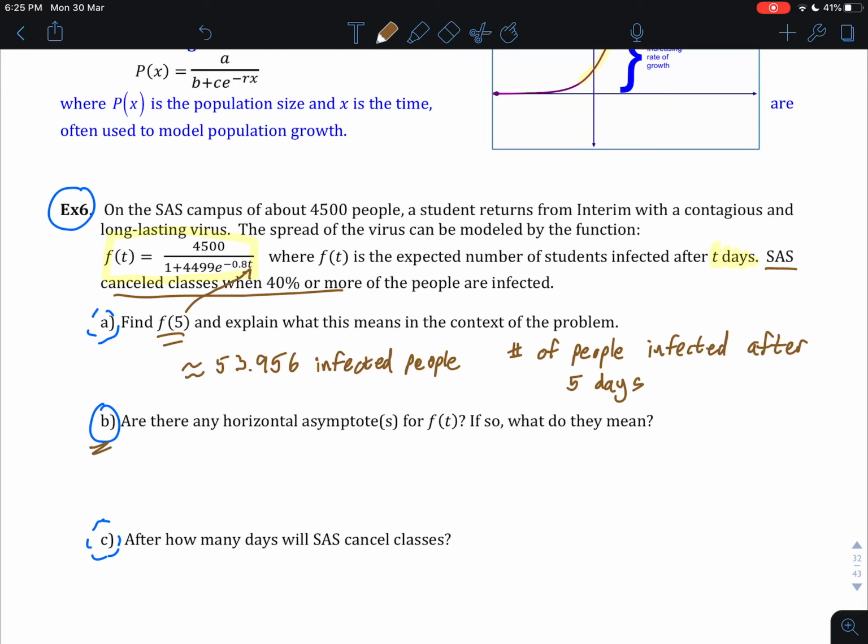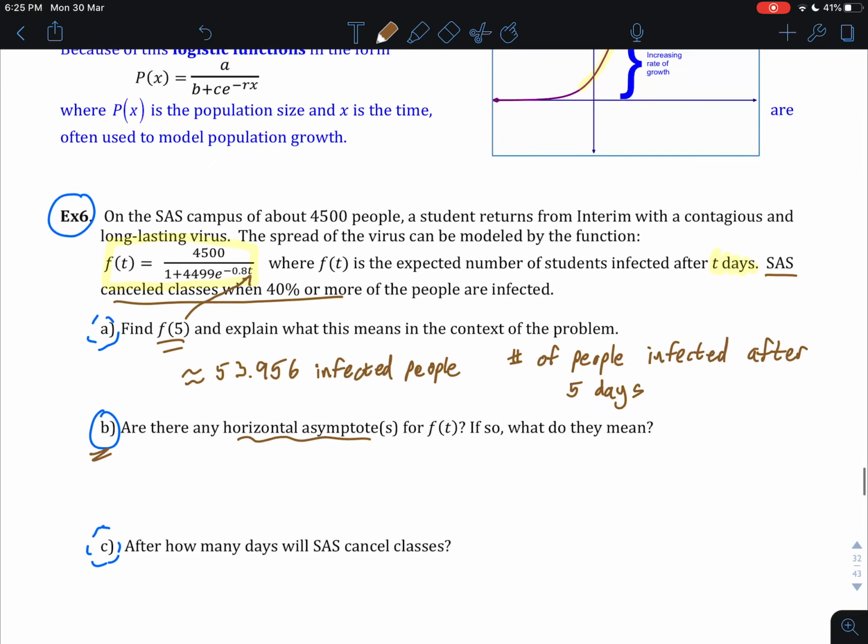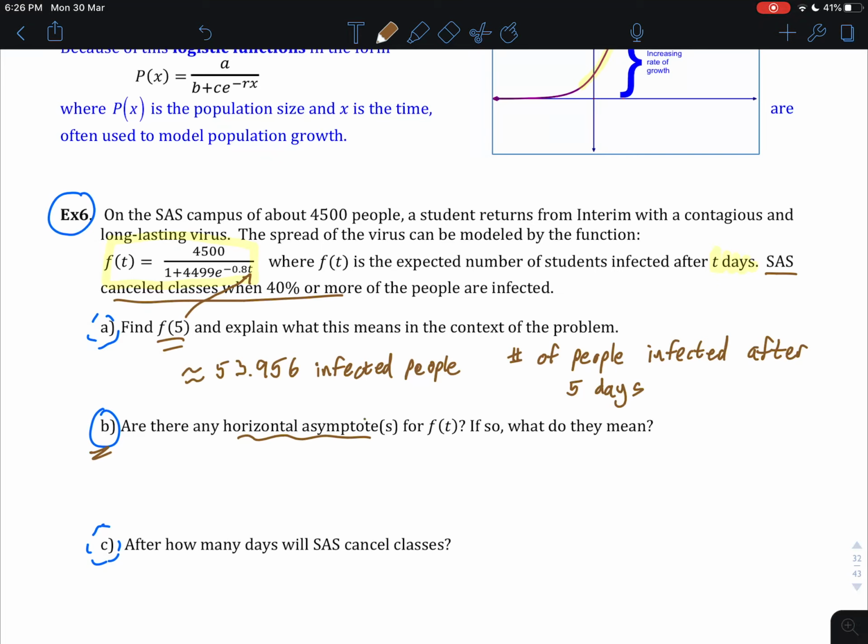Okay, let's talk for part B about any horizontal asymptotes. And so what we need to consider for horizontal asymptotes, remember horizontal asymptotes have to do with end behavior, which means we are attempting to determine if the function has got a limiting value, if it tends towards a specific numerical value as x tends towards plus and minus infinity. And so what is happening to the function as x tends towards plus or minus infinity.